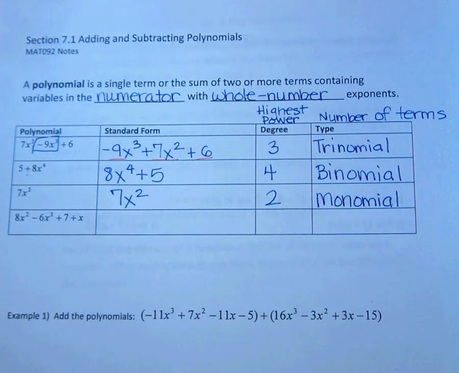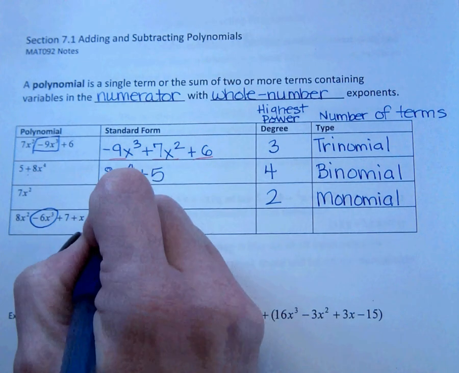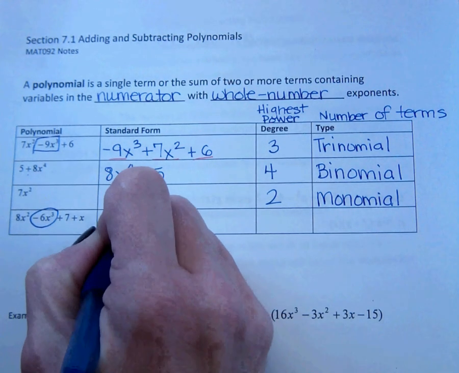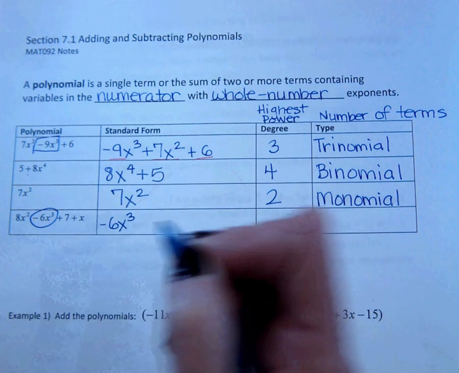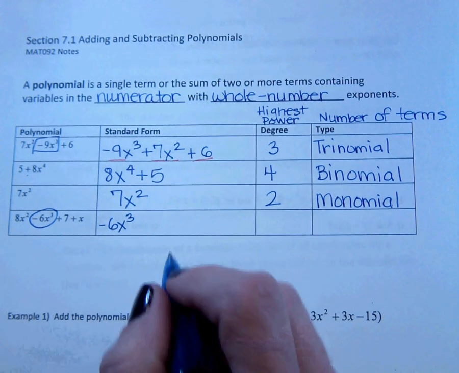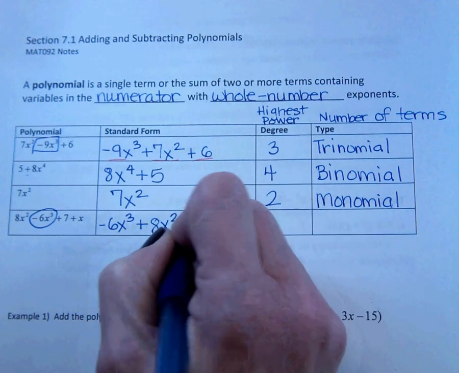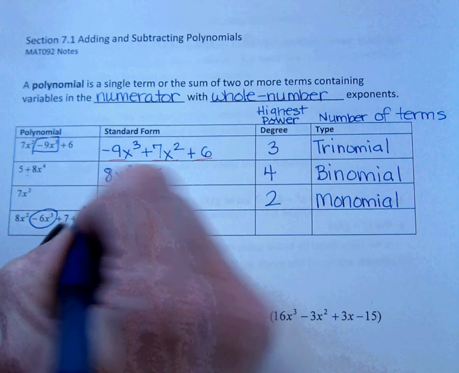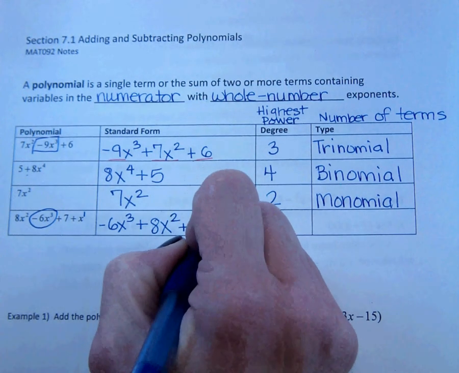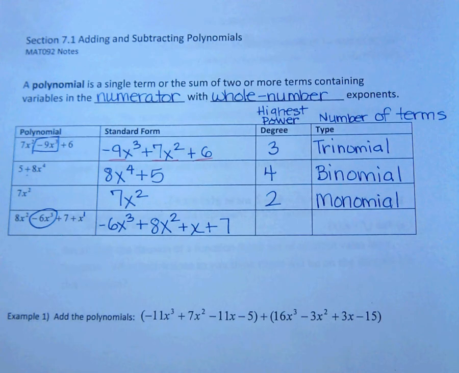And now let's look at the last one. I see 4 terms. The highest power is an exponent of 3, so that term comes first, but the negative sign goes with it, so it starts out negative 6x cubed. The plus 8x squared will come next. Then the plain old x term, that's x to the power of 1. And then my constant will come last.